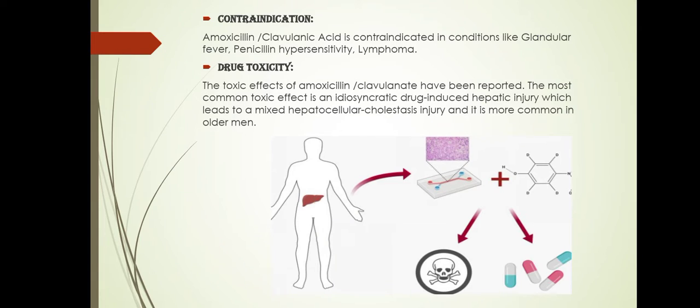Contraindications. There are some contraindications related to amoxicillin plus clavulanic acid. It is contraindicated in conditions like glandular fever, penicillin hypersensitivity, or lymphomas. Toxic effects of amoxicillin plus clavulanic acid have been reported. The most common toxic effect is idiosyncratic drug-induced hepatic injury, which leads to a mixed hepatocellular cholestatic injury, and it is common in older men.